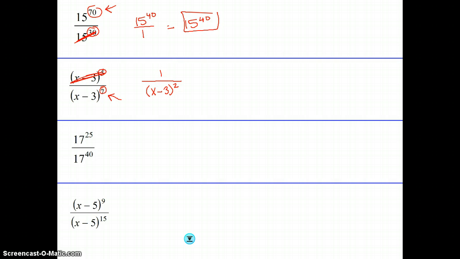Go ahead and take a moment to pause the video and try the next two on your own. You should have 1 over 17 to the power of 15 and 1 over x minus 5 all raised to the 6th power.